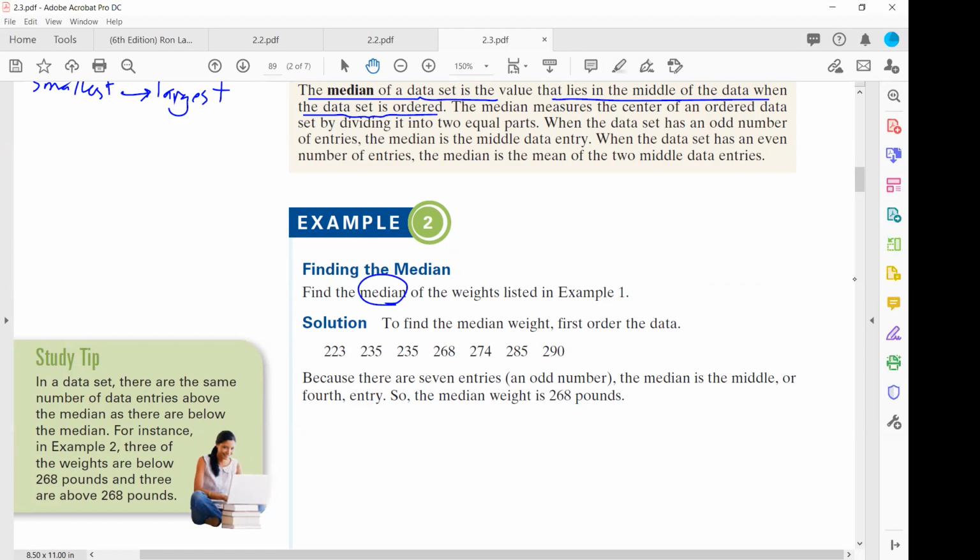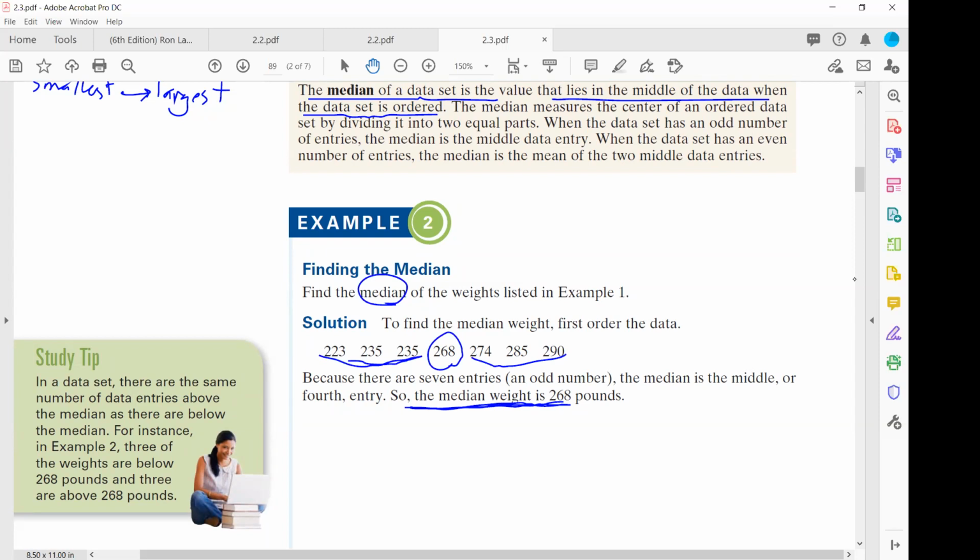Very well. First, we have to list all the data in order from smallest to largest. The smallest one is 223. The largest one is 290. How many data do we have? We have 7. So 1, 2, 3, 1, 2, 3. The middle value is 268. 268 is the median of the data.